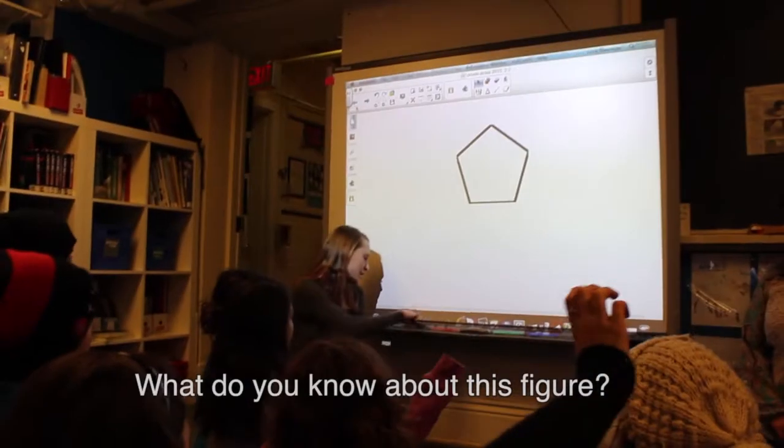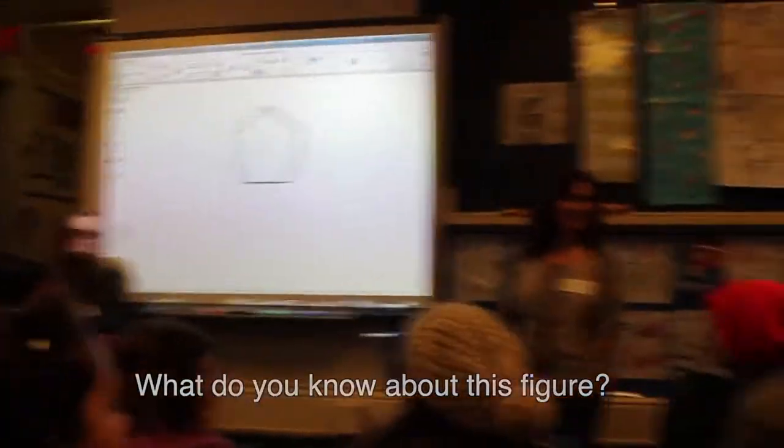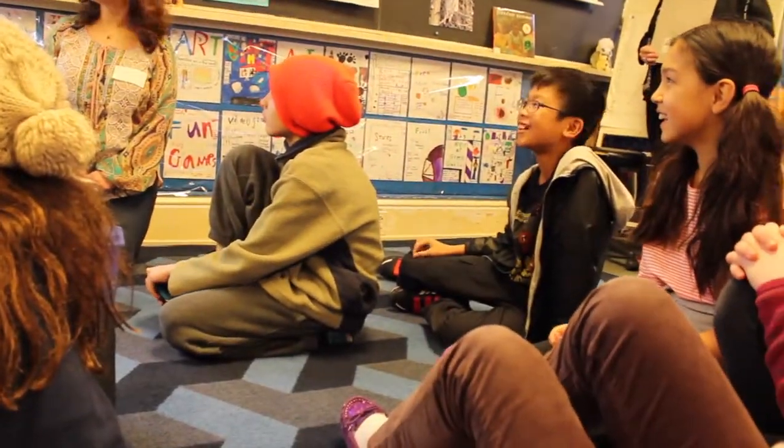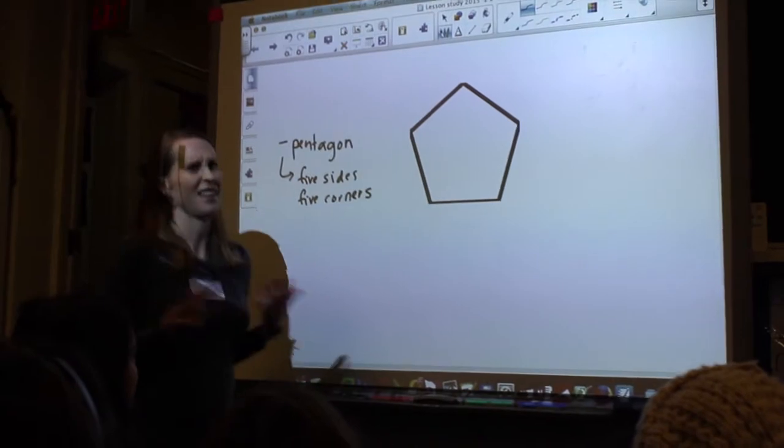Know about this shape? Martin, it's called a pentagon. It has five faces. It has five quarters. Yeah, really nice. Anything else to say about this shape?